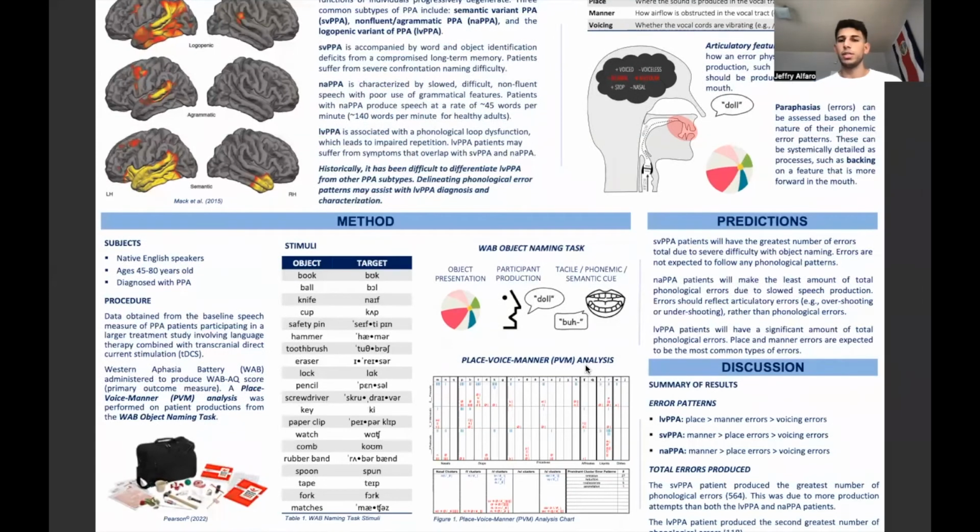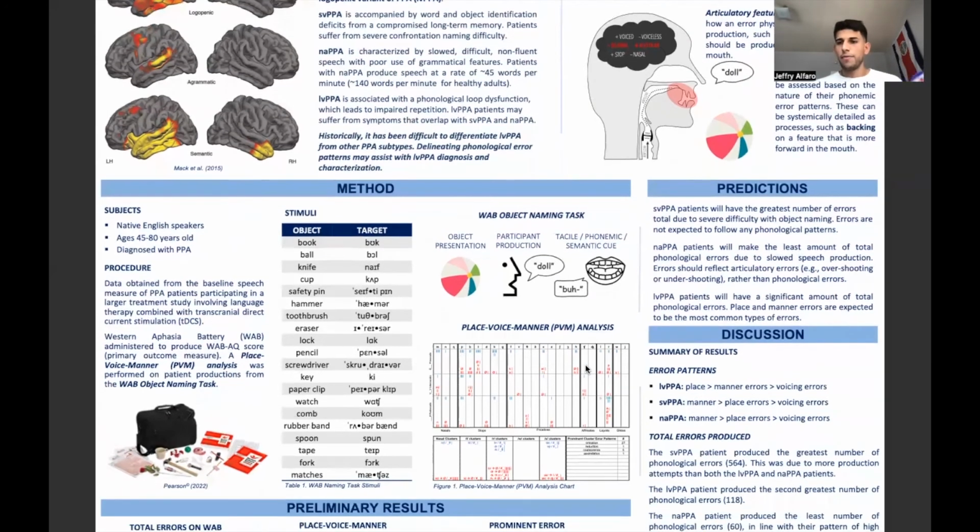From our predictions, we believe that SVPPA patients will have the greatest number of errors because they have the most difficulty with object naming, whereas NAPPA patients will probably have the least amount of errors because they have this more slow, kind of difficult speech. And LVPPA patients should still have a significant amount of phonological errors.